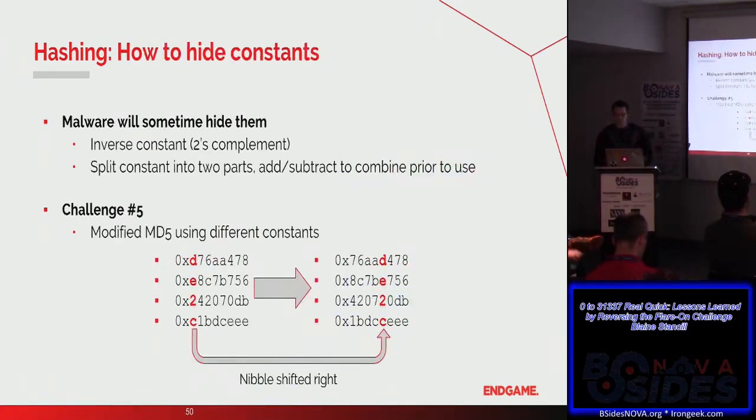But since malware authors know that you can easily try to figure these functions out, they sometimes try to hide these constants. Ways they can do that are taking the inverse of the constant, the 2's complement, or, since it's just an integer, splitting it up into multiple parts and combining it right before use, to give you a harder time so you can't Google it. In challenge 5, they actually had a modified MD5 where they took the leftmost nibble and shifted it down some. So again, with a simple Google search, you recognize MD5.